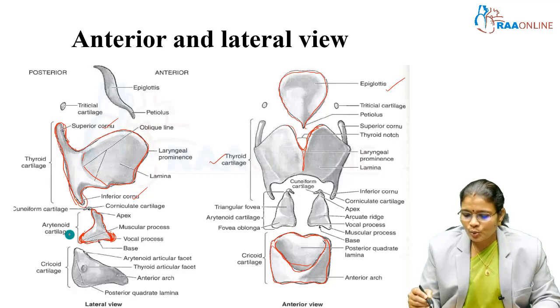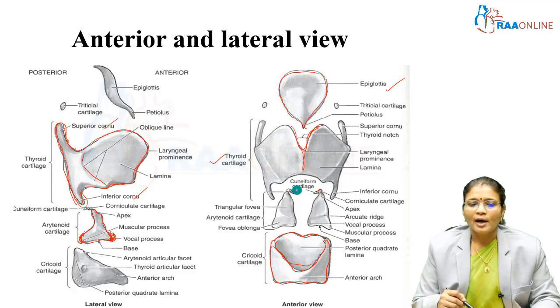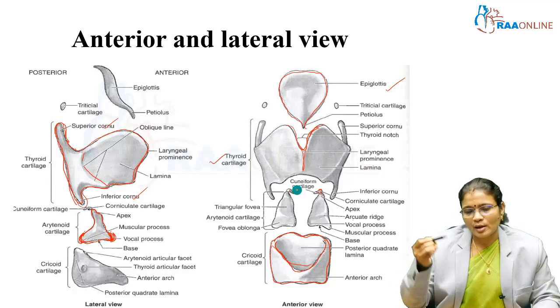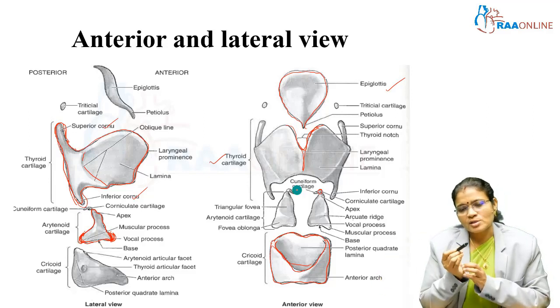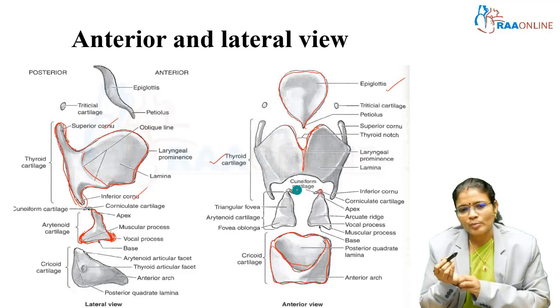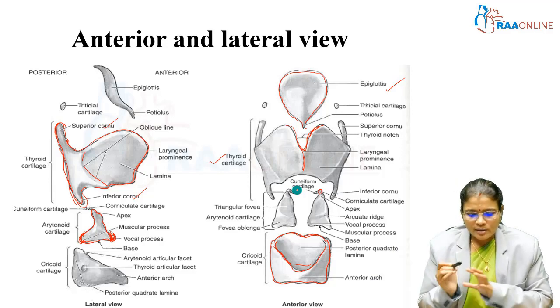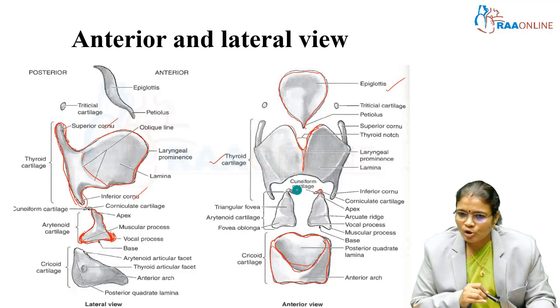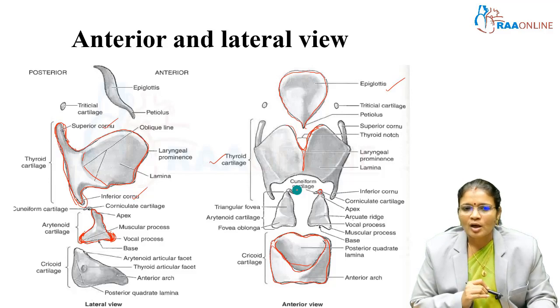Coming to the cuneiform cartilage and the corniculate cartilage, which are very small cartilages, present along the apex of the arytenoid cartilage and along the aryepiglottic fold, there will be the cuneiform cartilage. And these are the features of the thyroid cartilage, cricoid cartilage, epiglottis, arytenoid cartilage, corniculate cartilage, and cuneiform cartilage.